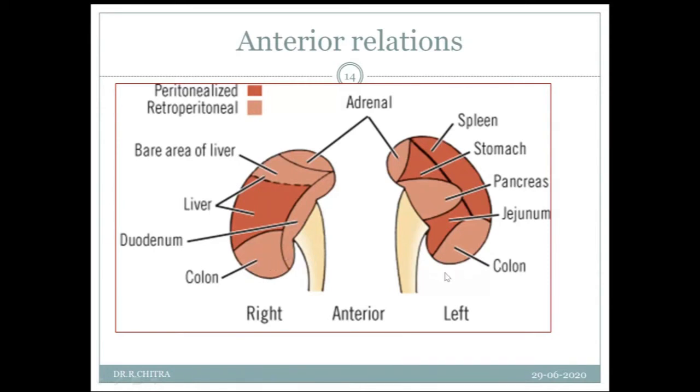You come to the left side, three are the same here: suprarenal, left colic flexure, and coils of jejunum. So what are the other three relations on the left side anterior surface? Opposite to the hilum of the left kidney, what is the relation? Which part of the pancreas? Posterior surface of the body of the pancreas. So the posterior surface of the body of the pancreas is related opposite to the hilum.